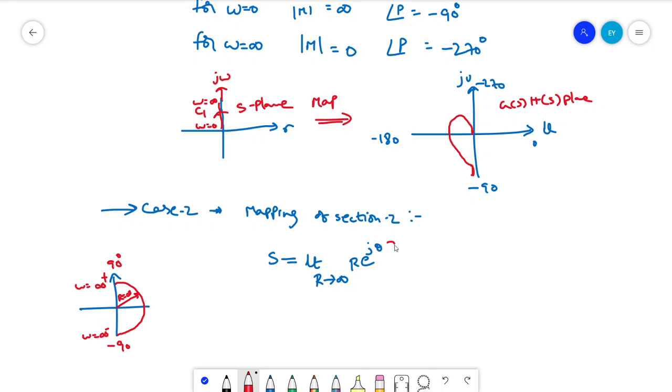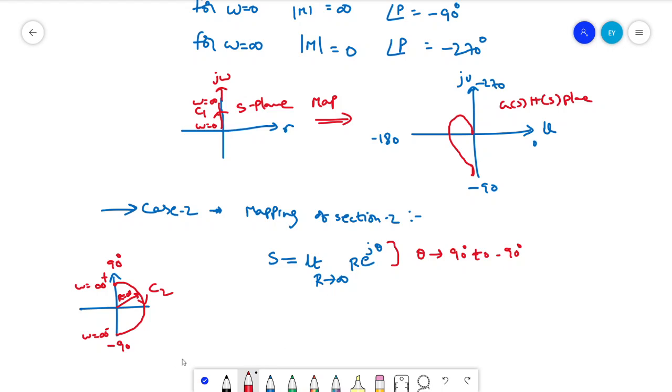Therefore, this theta will vary from 90 degrees to minus 90 degrees. Why? The direction will be clockwise. We are selecting C2 from here. It will travel this way and end up at infinity, omega equal to infinity minus. So the starting angle will be 90 and the ending angle will be minus 90. That's why theta will be varying from 90 to minus 90.